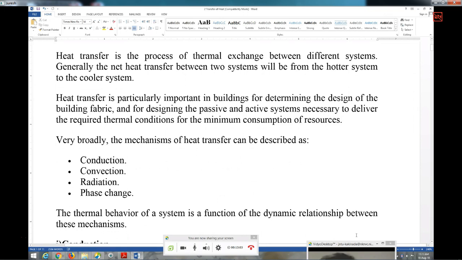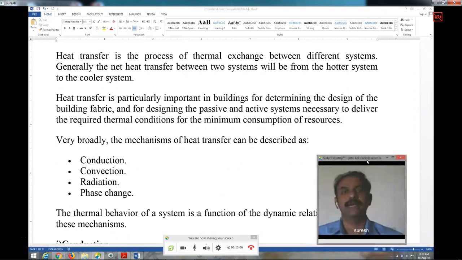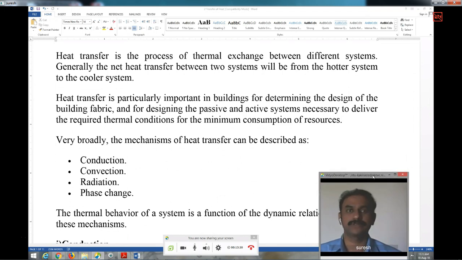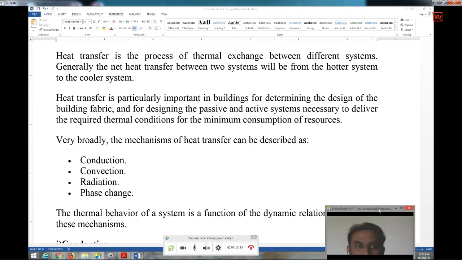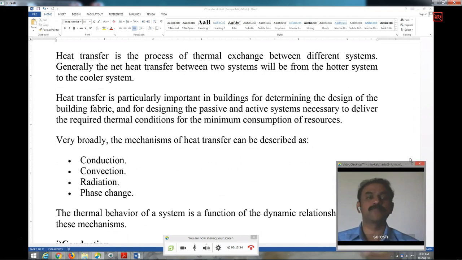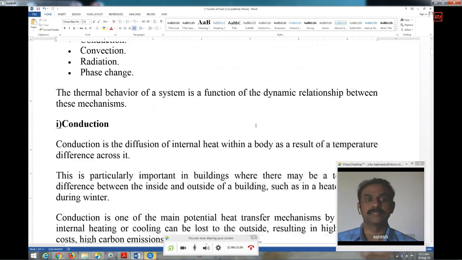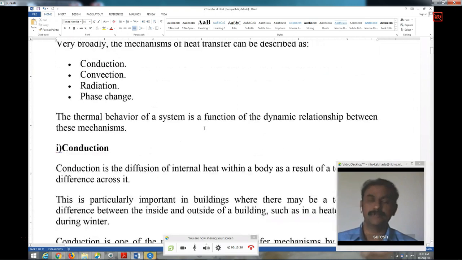Power is being generated with the help of firing oil fuels. Once the fire is generated, or thermal energy is generated, how are we going to transfer it? There exist different mechanisms to transfer heat energy from one point to another. The first one is conduction, the second is convection, the third is radiation, and the fourth is phase change. These are the four mechanisms we use for the transfer of heat.